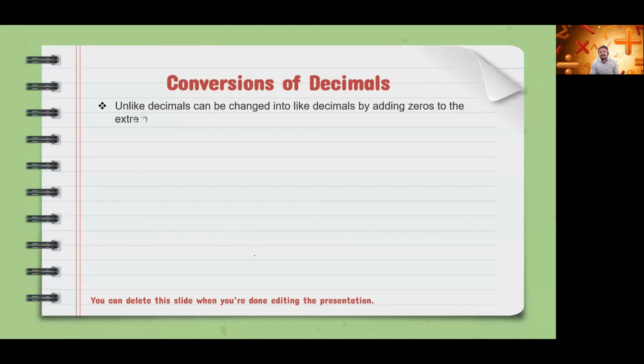Unlike decimals can be changed into like decimals by adding zeros to the extreme right of the decimal part. Now we know what the decimal part is. Okay. Now see, I will give you one example. 3.72 and 43.7685. Now these two are unlike decimals. Yes or no? Shlok. These two are unlike decimals.